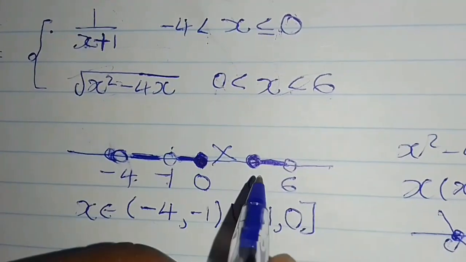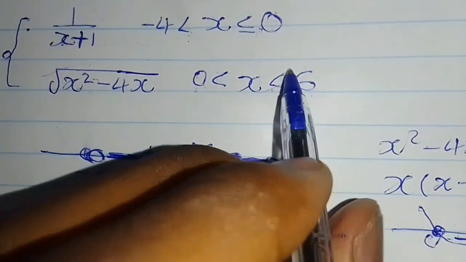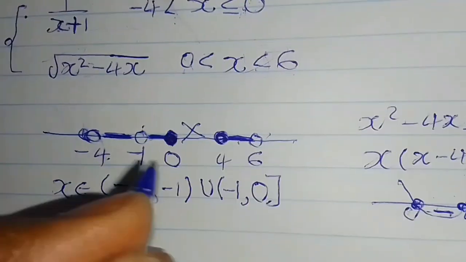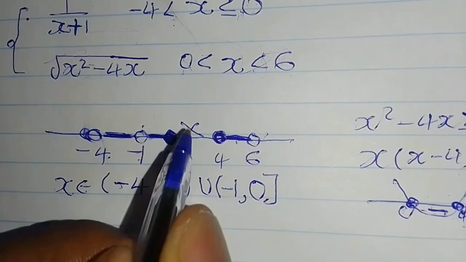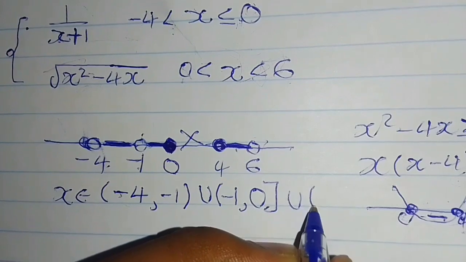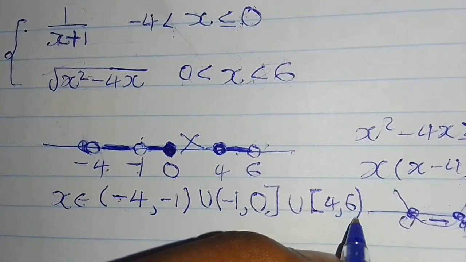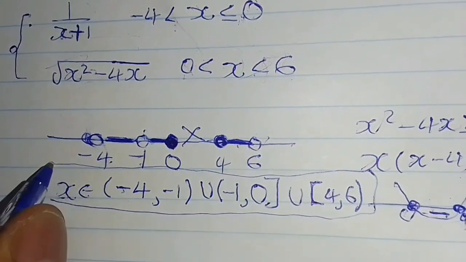Now we proceed up until 6. Here it clearly says that the domain must be less than 6, so 6 will not be included. So it's this region, union this region, and we exclude this region, union 4 to 6, where 4 is included and 6 is excluded. So this will be the domain of that function. That's how you identify the domain of that function.